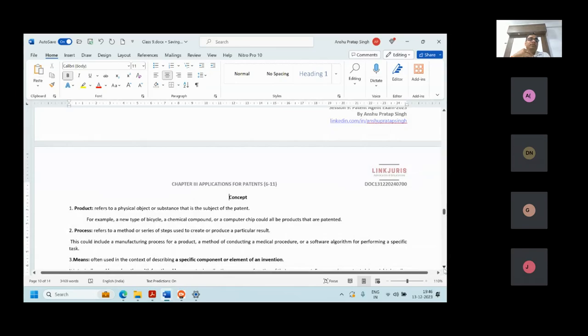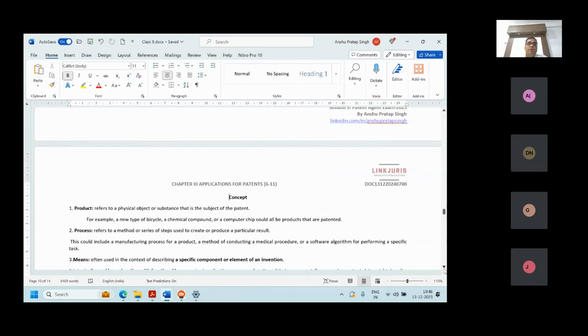Product. Product refers to a physical object or substance that is the subject of a patent. A product can be a bicycle, chemical compound, computer chip, anything can be a product. You all understand what a product is. Process is also the way, the method or the series of steps which are being used to obtain a particular product or a result, that is a process. So it can be a manufacturing process of a product, method of conducting a medical procedure, a software algorithm, whatever. That kind of all those are needed.